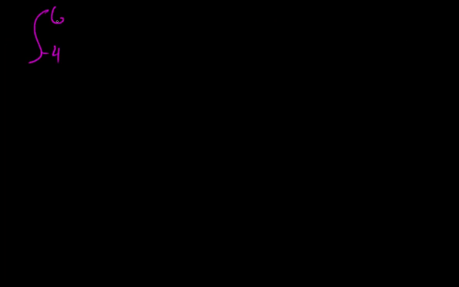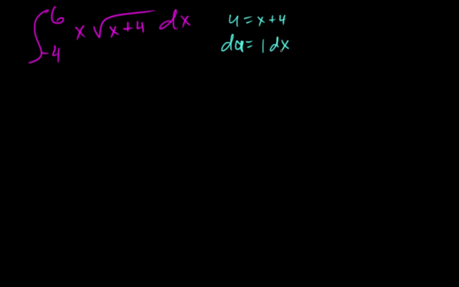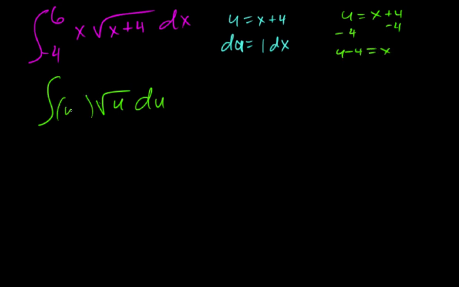Okay, now we have the integral from -4 to 6 of x square root of x plus 4 dx. So our u is going to be x plus 4. Our du is going to be 1 dx. So when we do this, we replace the u under the square root. We don't have an x, but our 1 dx becomes du. So the way we find the x is we use this equation and just solve for x. So I'm going to replace x with u minus 4.